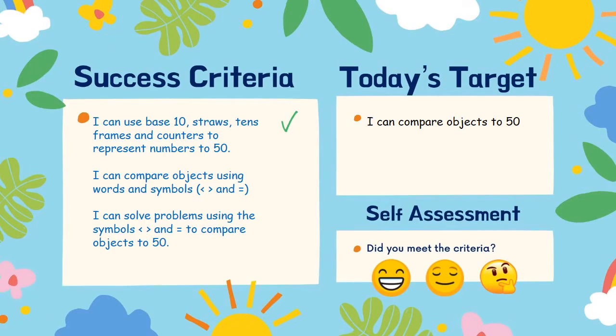The aim of today's lesson is I can compare objects to 50. By the end of the lesson, you will use base 10, straws, tens frames and counters to represent numbers to 50. You will compare objects using words and symbols, less than, greater than and equal. And you will solve problems using the symbols less than, greater than and equal to compare objects to 50.